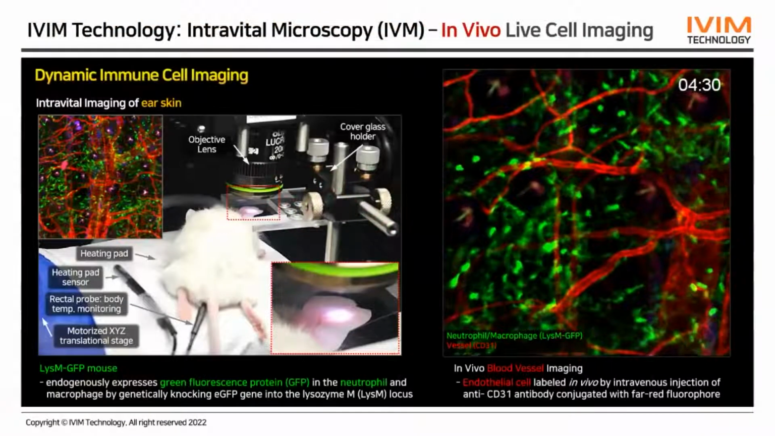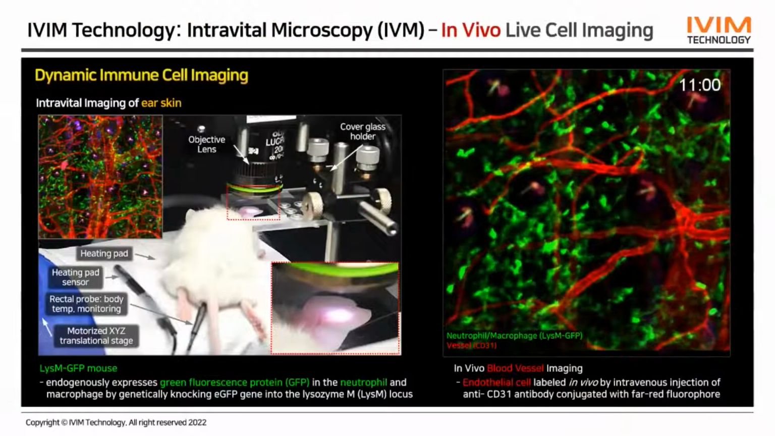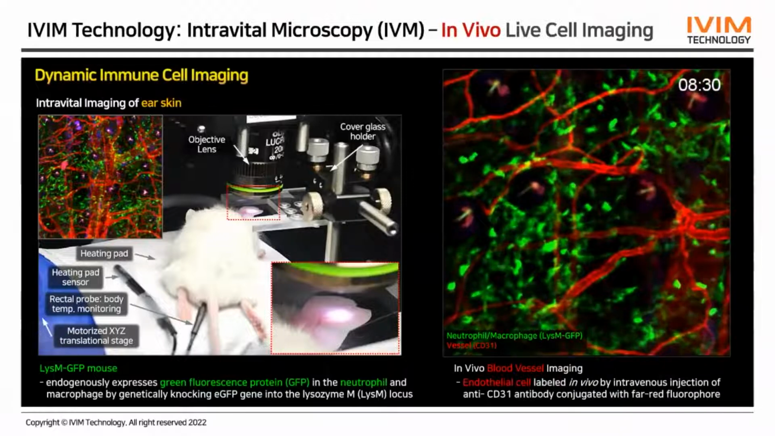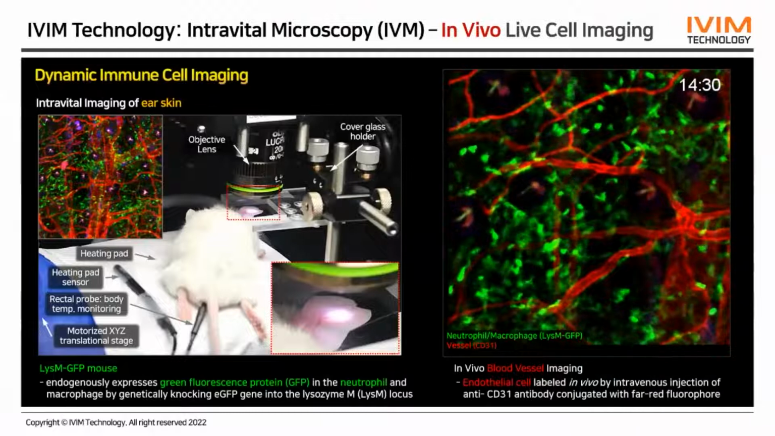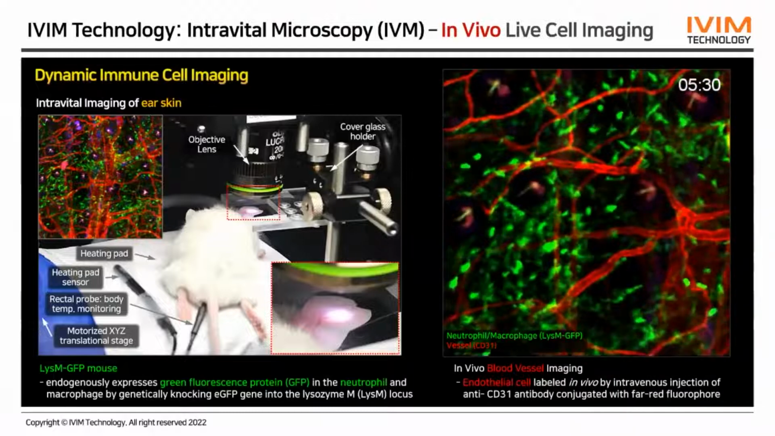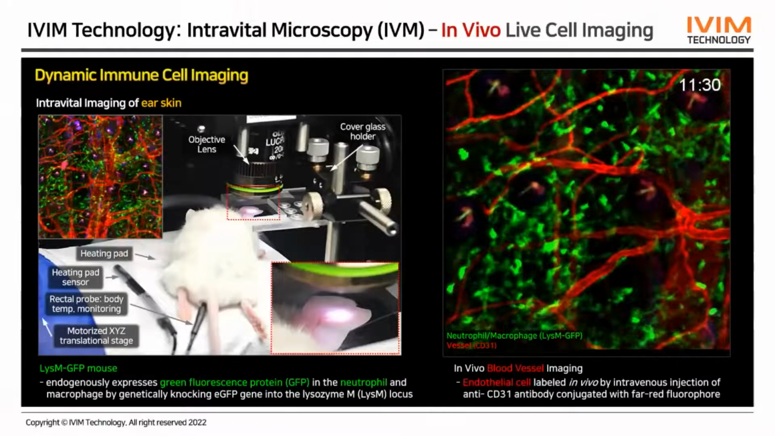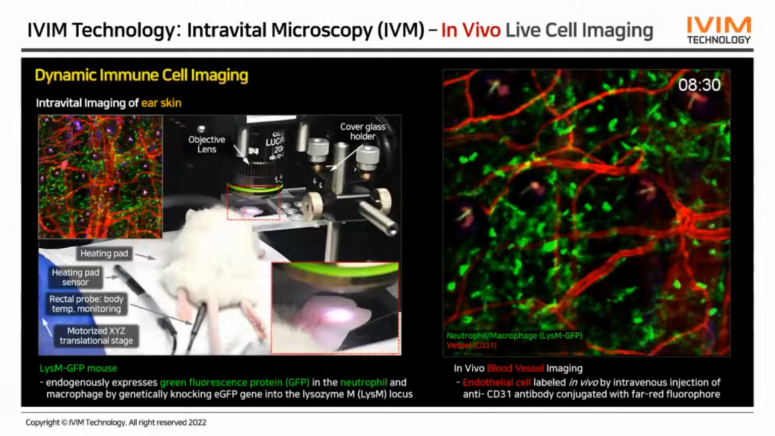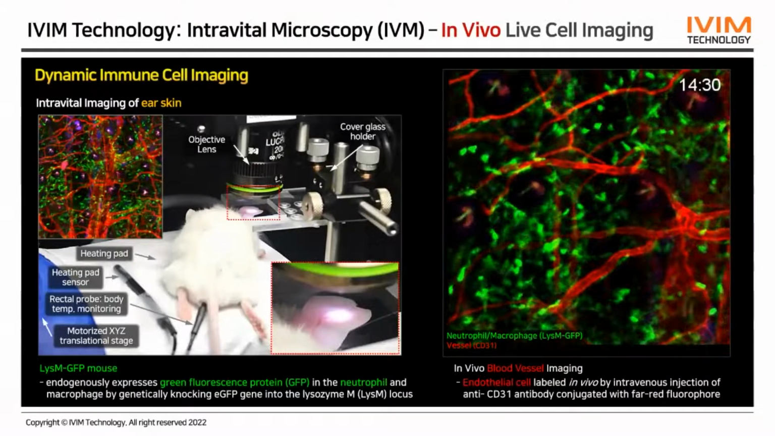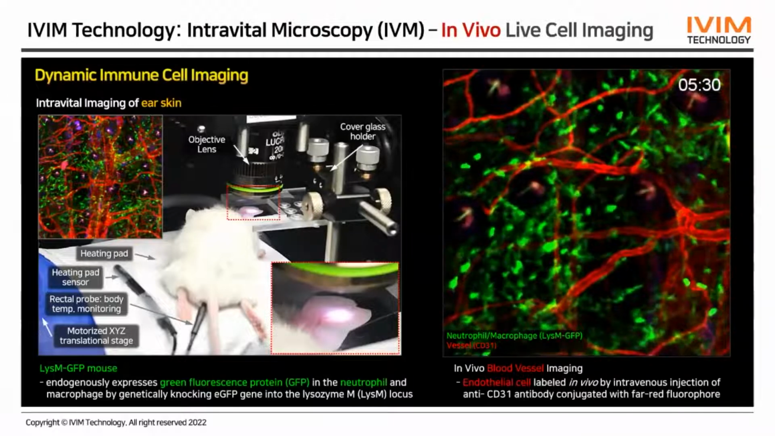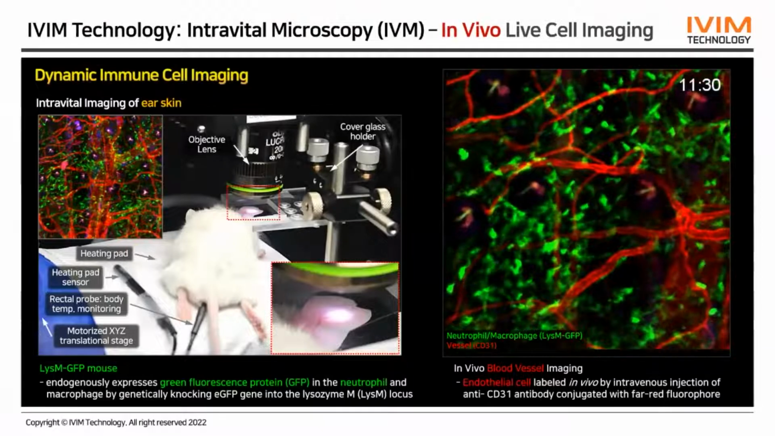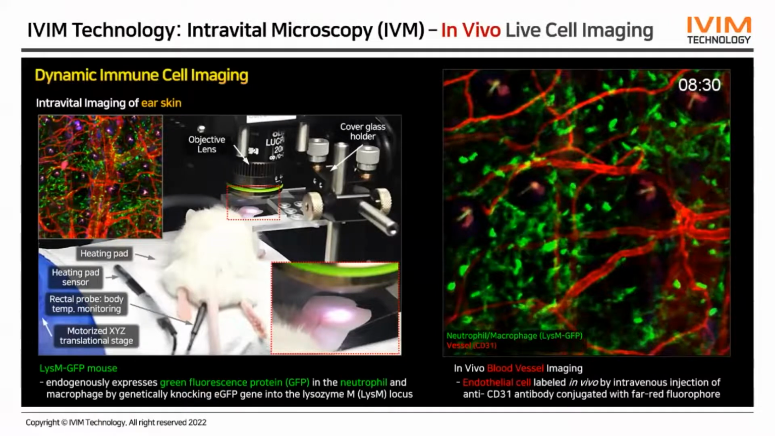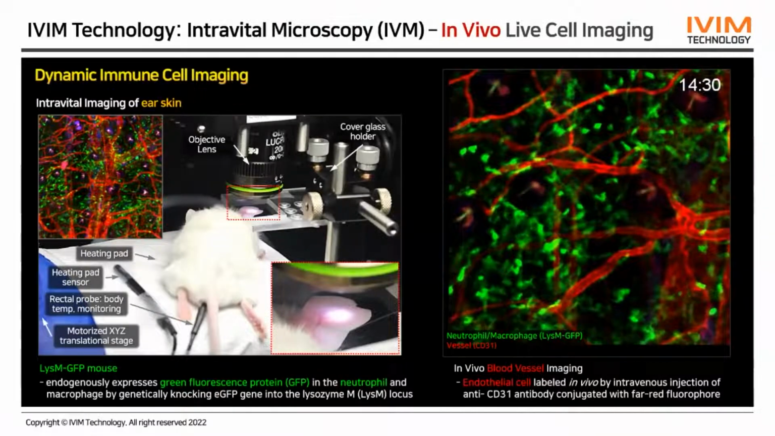For the applications, we have many examples according to the organs of interest. This is intravital imaging of ear skin, visualizing immune cell dynamics with a LysM-GFP transgenic mouse, together with ear skin blood vessels which were labeled by IV injection of PECAM antibody conjugated with a fluorophore. As we can see here, we could visualize the cell-to-cell dynamics of neutrophils in skin, and we can even see the very fast dynamics of flowing neutrophils in the blood flow.